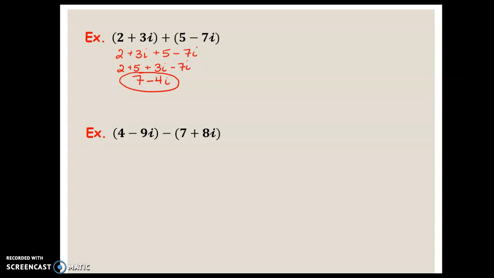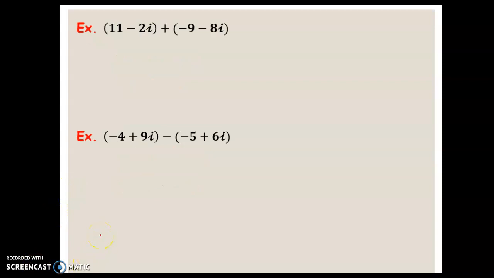Okay? Now, the next one we've got is 4 minus 9i. That negative changes the signs back here. So you're going to have negative 7 and negative 8i. So you're going to put the 4 and the 7 together, and then negative 9i and negative 8i together. And that's going to give you negative 3 minus 17i. And that's going to be your like terms right there. Everybody okay?